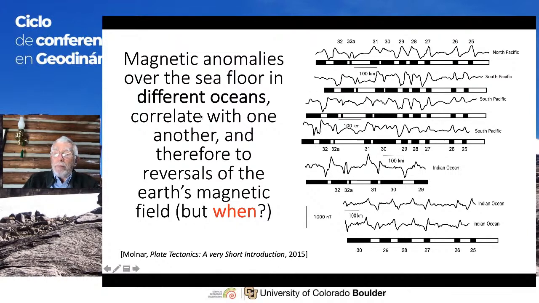But how do you date them? How do you determine the age? None of the radiometric dating techniques used at this time were useful. First of all, you couldn't get material from the ocean floor of this age because it was buried in sediment. And second, even if you could, the dating would be too inaccurate for you to get a reliable age. So what do you do? How do you get back?